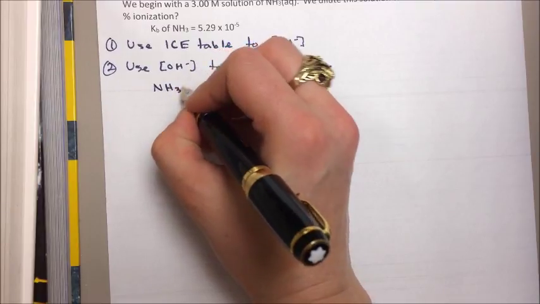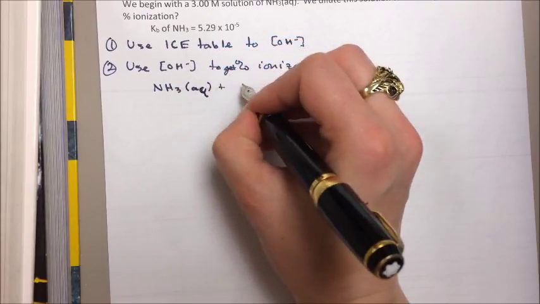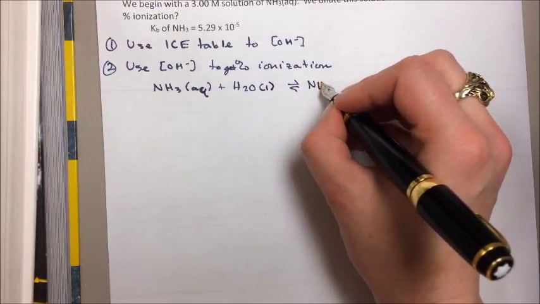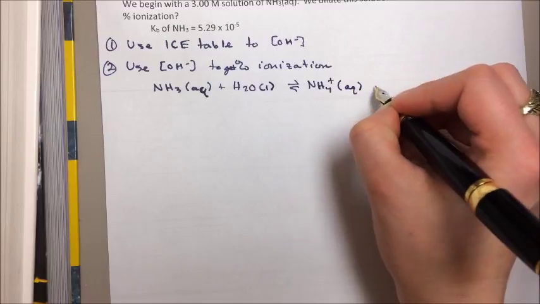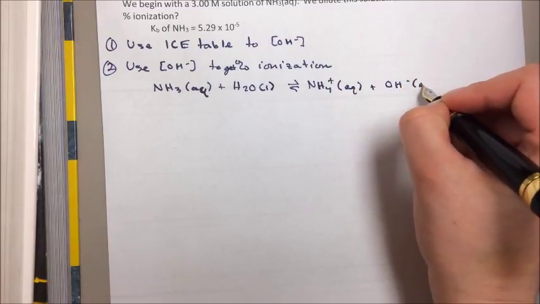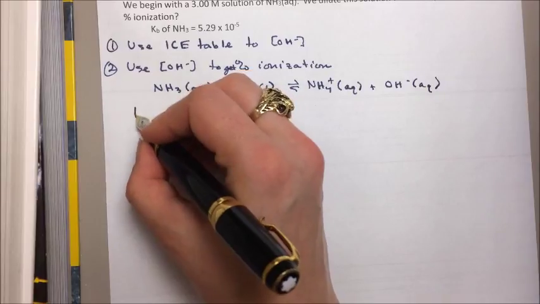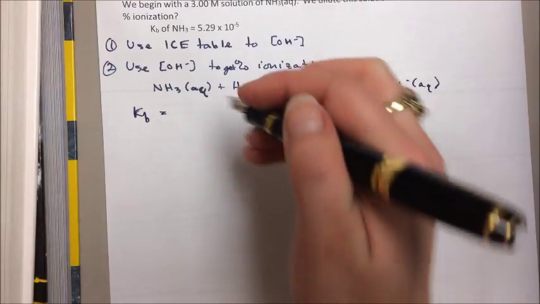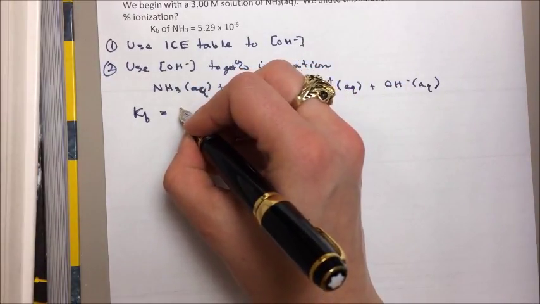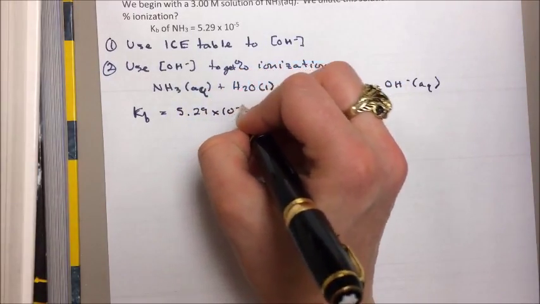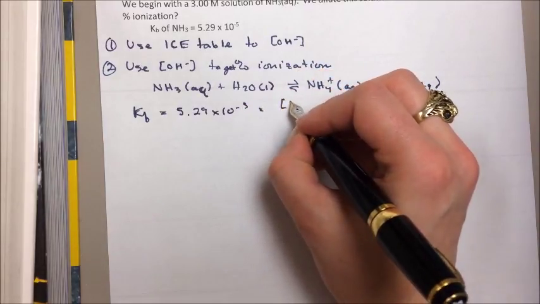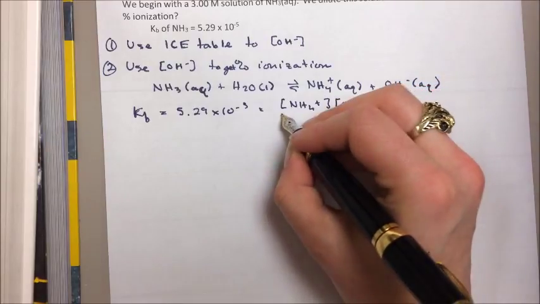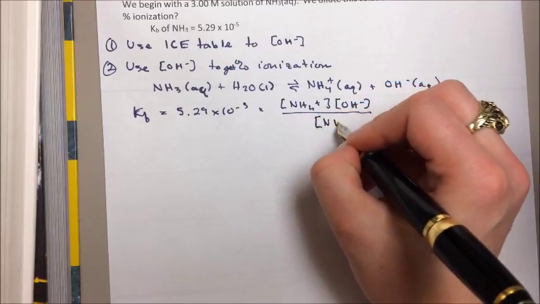We've got aqueous ammonia in water, reversibly becoming ammonium, NH4+, which is aqueous, plus hydroxide, which is also aqueous. This means that our mass action expression, the equilibrium expression for this base process, is going to equal 5.29 times 10 to the minus fifth, and the terms are the concentration of ammonium times the concentration of hydroxide over the concentration of ammonia.